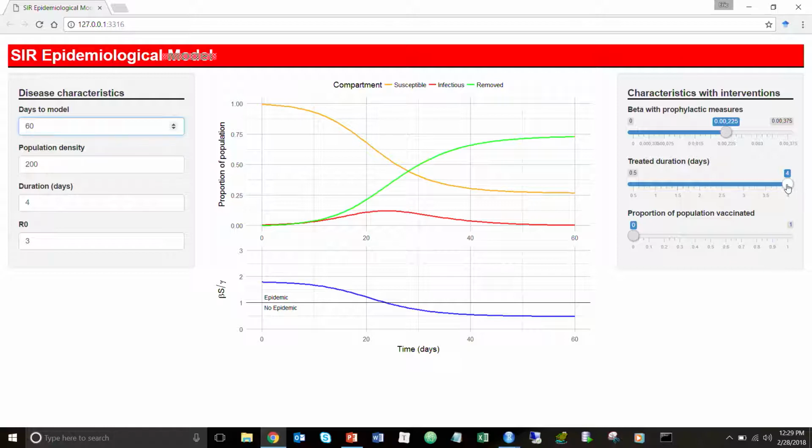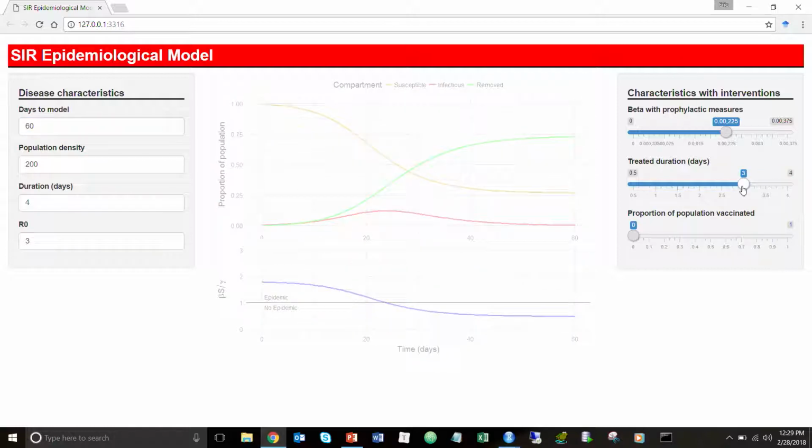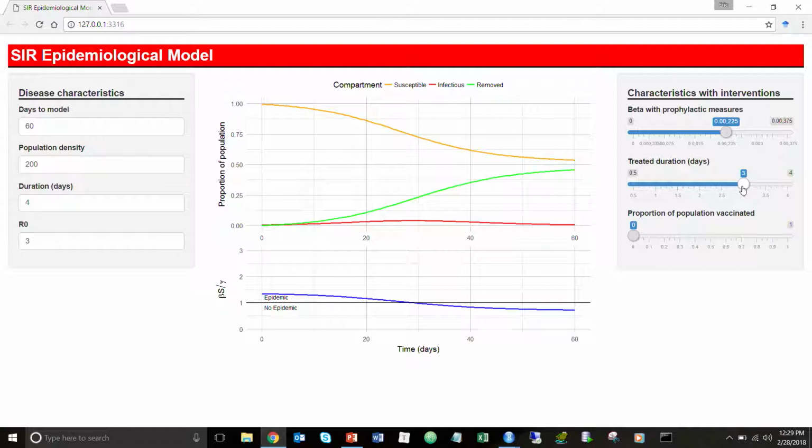Now, what if everybody calls their doctor and gets on Tamiflu? And so the duration of the disease now is, instead of being 4 days, you're only infectious for 3 days. Well, look at this. Half of the individuals never get sick.